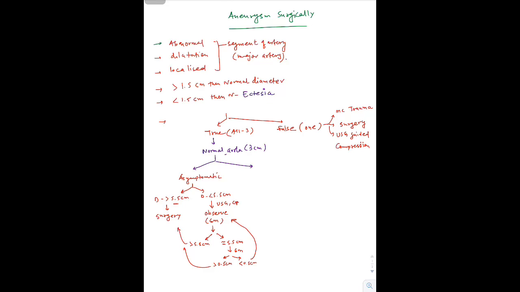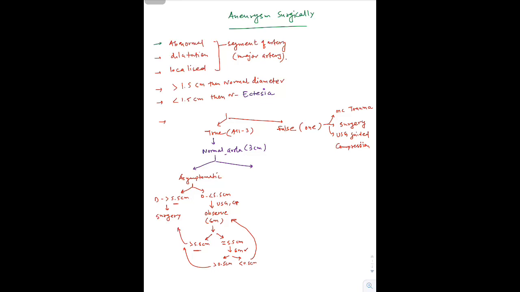We will wait for 6 months, and after 6 months, if the size of aorta is increasing more than 5.5 centimeter, we will do surgery. If the size remains 5.5 centimeter, once again we will wait for 6 more months. We will wait till the size increases more than 5.5. So this is the basic approach, how we proceed towards surgery. What is the indication for surgery?